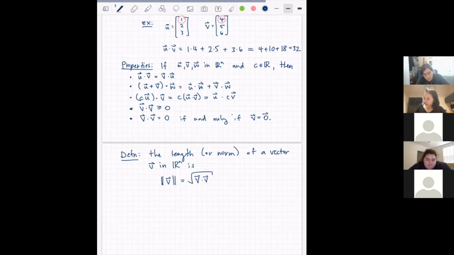If we write out what this is, we get v1 times v1 plus v2 times v2 up to vn times vn. Maybe I shouldn't put dots in between these because that's confusing. This is just regular multiplication because these are real numbers, and the square root of v1 squared plus v2 squared plus up to vn squared.